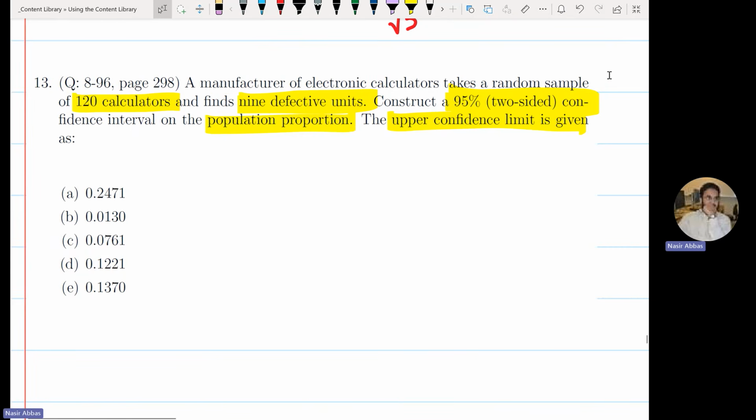It is given to you that the sample size is 120 and out of 120, how many successes? 9 successes. So P hat in this question will be 9 divided by 120, the proportion of defective calculators in your sample. The proportion of defective calculators in your sample, that's P hat.